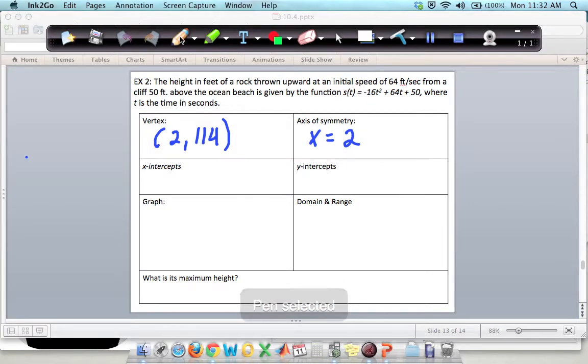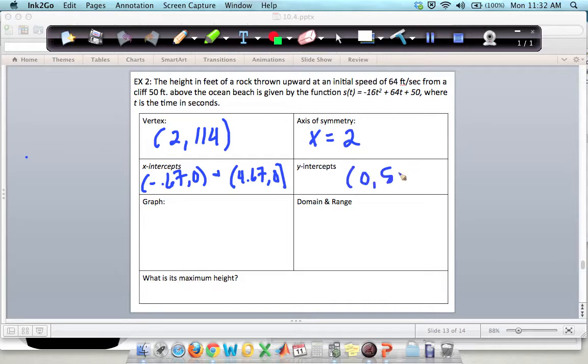So come back over here, we're going to write these as 2 points. So I have (-0.67, 0) and (4.67, 0). For the y-intercept, plug in 0 for t, and these two terms go away and you're left with 50. So x is 0, y is 50.